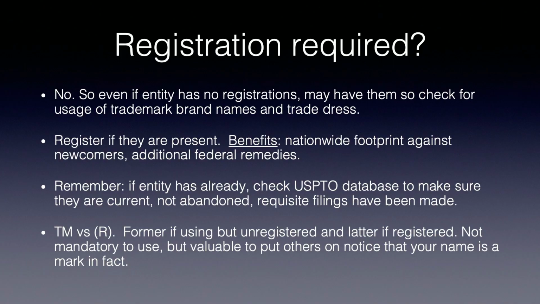And then when advising your clients and looking at what types of marks or slogans they're using, you want to think about the difference between TM versus the little R with a circle around it. You use TM if you are using a mark as a trademark, but it hasn't been registered. But if you have registered a trademark, you can put R with a circle around it and put that up against the end of your little trademark. And that's a good thing to do.